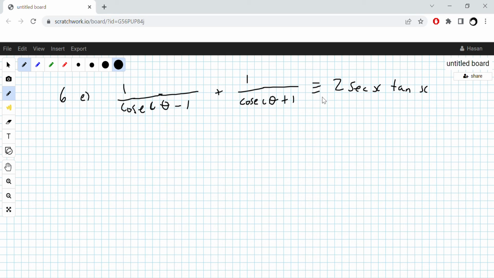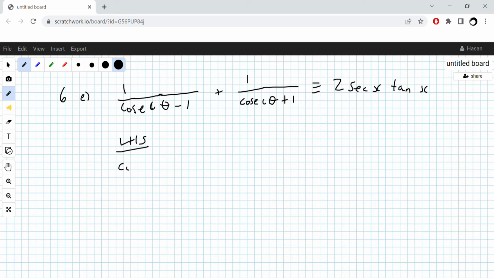This shows we need to prove one side equals the other, and we're going to choose the left hand side as there's more to work with on the left hand side, which makes it easier for us. Straight away we can add the fractions together by making the denominators the same. So times the left denominator by cosec theta plus 1, and times the right denominator by cosec theta minus 1. Then you do the same to their numerators.